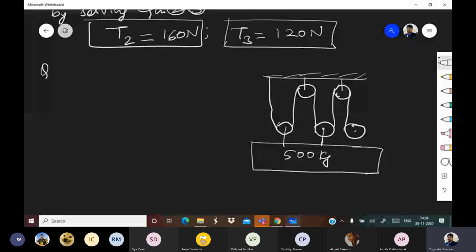So there is a block of mass 500 and there are massless pulleys, and this is string. Question is find tension in string. Okay, all strings are ideal.